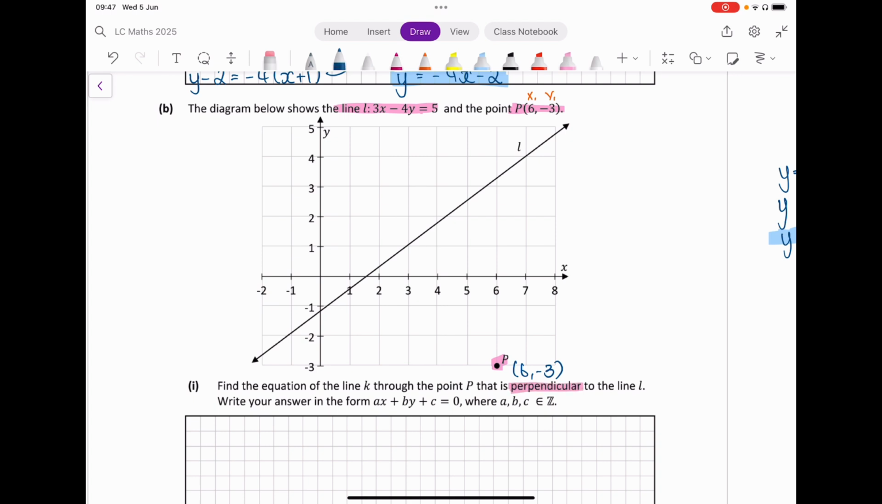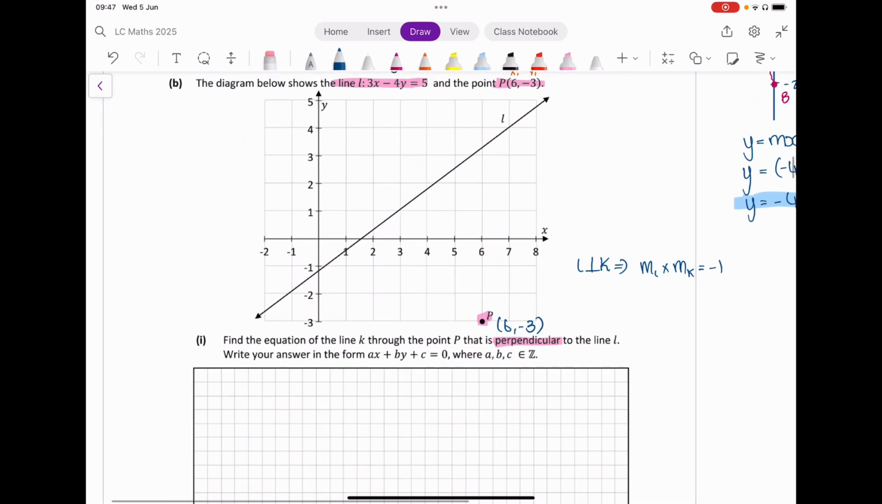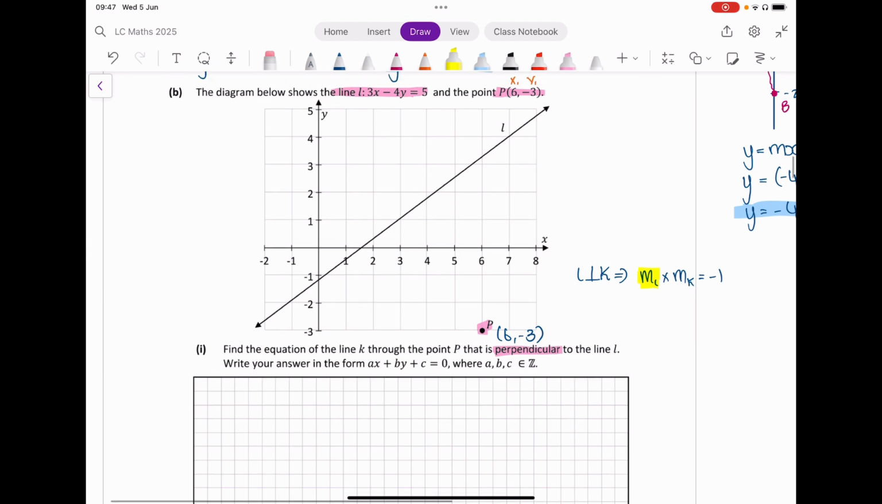So if two lines are perpendicular, so if L is perpendicular to K, is that what they call it above? Yeah. So if L is perpendicular to K, then the slope of L multiplied by the slope of K is going to give me minus 1. So my first job is to find out what is the slope of L. So I'm going to write down the line: 3x minus 4y is equal to 5.